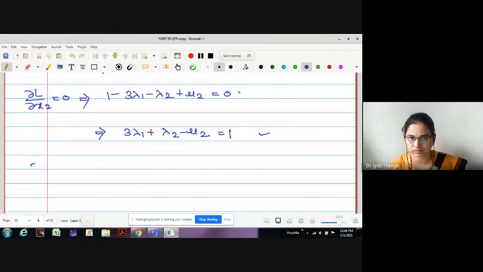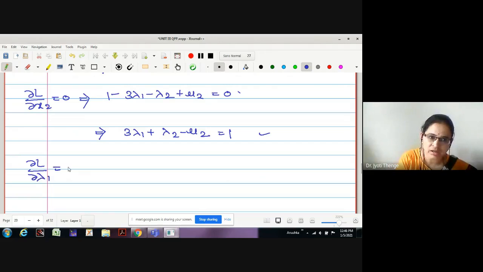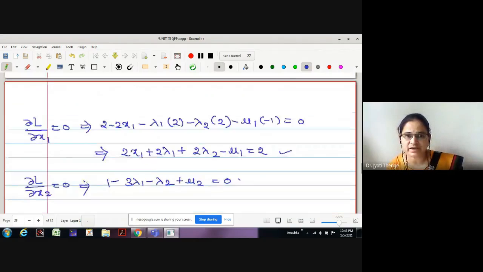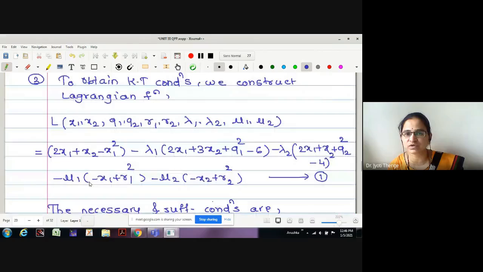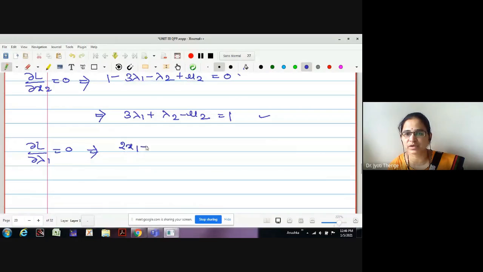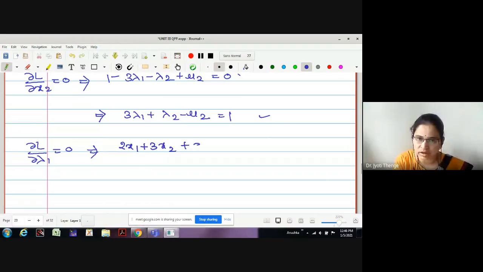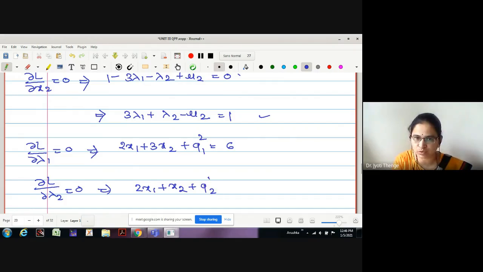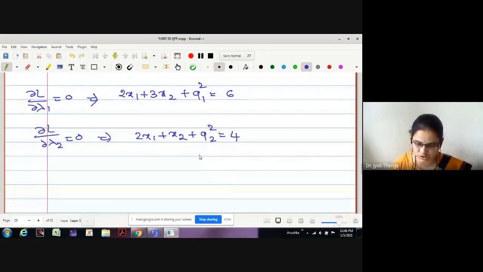And if I differentiate with respect to lambda 1 and equate to 0, what is it? This is actually the original constraint, 2x1 plus 3x2 plus q1 square equal to 6. And dou lambda 2 equal to 0 gives me the second constraint, 2x1 plus x2 plus q2 square equal to 4. Therefore, these are the 4 linear equations in our hand.